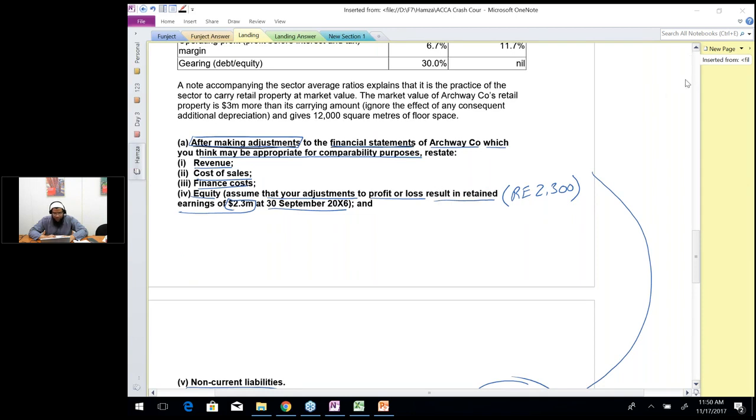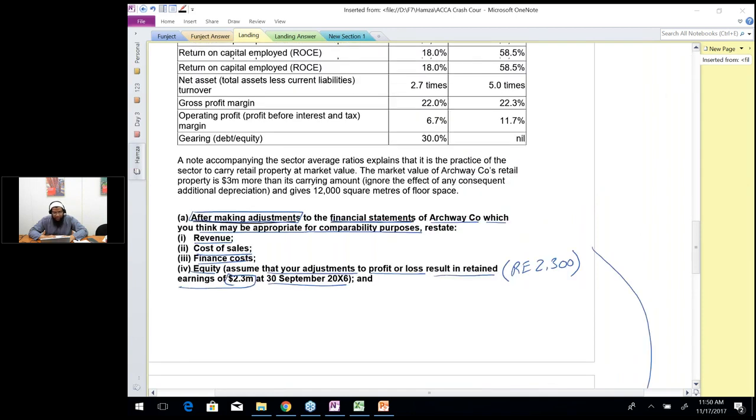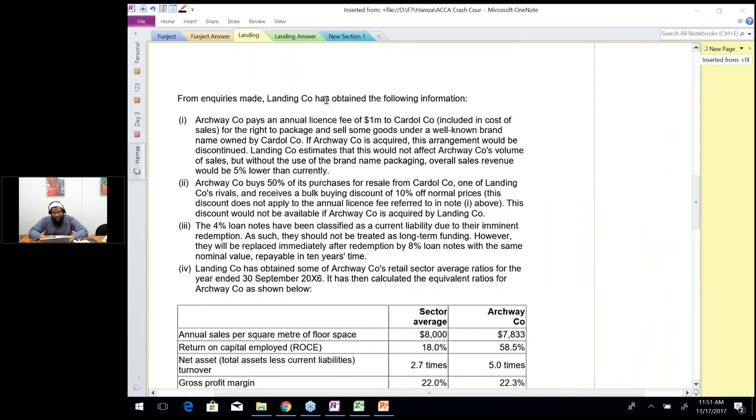Okay. So now let's start reading the adjustments. The question says that from inquiries made, landing company has obtained the following information. Archway company pays an annual license fee of $1 million to Cardle Company, which is included in the cost of sales, for the right to package and sell some goods under the well-known brand name owned by Cardle Company. So Cardle Company, we are paying them $1 million as a license fee. If Archway Company is acquired, this arrangement would be discontinued.